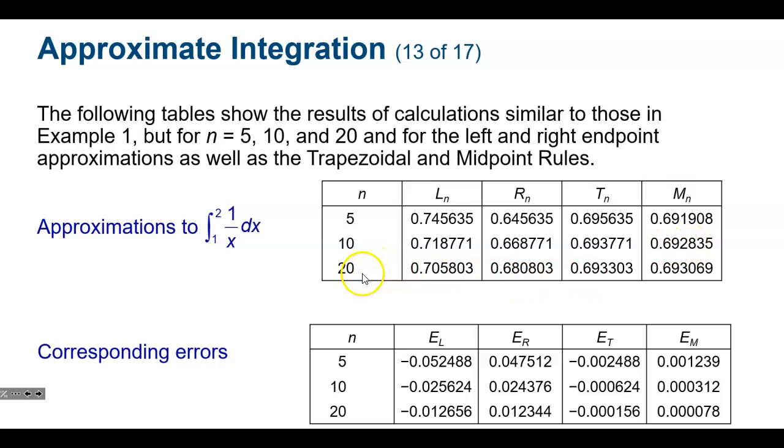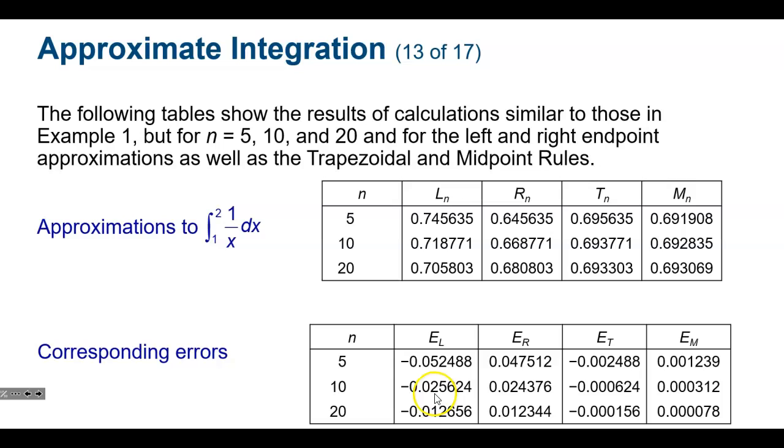When n is equal to 20, you can see what's happening here. Again, this is getting smaller, this is getting larger. Again, we still got 0.69 and 0.69 for the trapezoidal and the midpoint rule. Now the corresponding errors, you can see what's also happening. Okay, so here's the corresponding error for the left, for the right, for the trapezoidal, and for the midpoint. So you can see what's happening with these numbers.